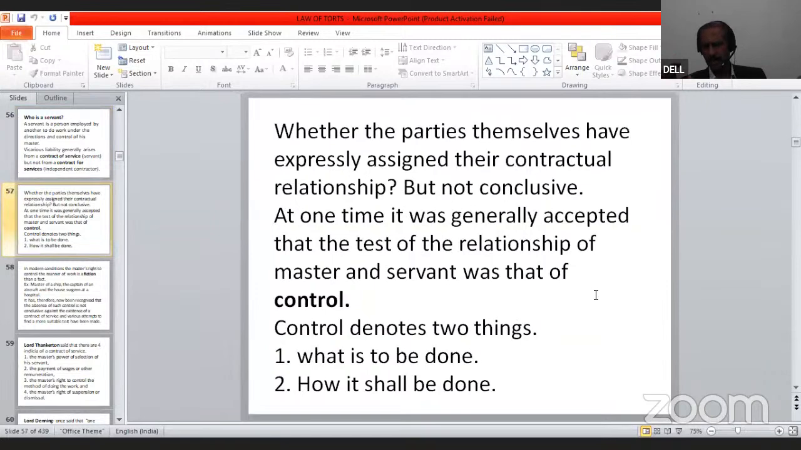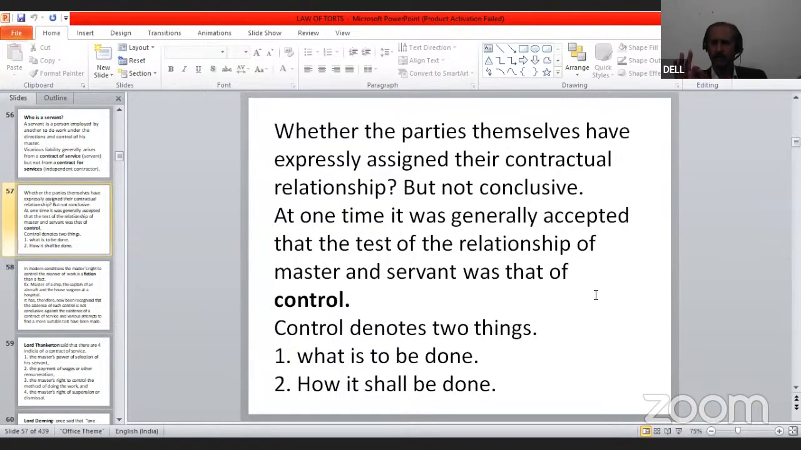What is very important here is, whether he is a master or not, one test is required. We call it the control test. Control test means what do you mean by control? Control lies with the master. He controls the work, he instructs the work, everything. So there are two things to understand: what is control, or the control test.